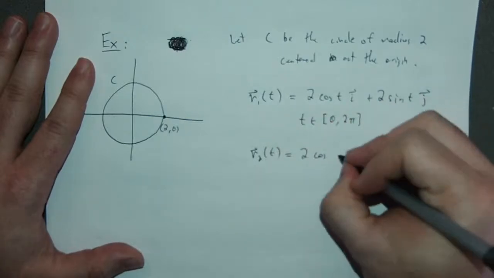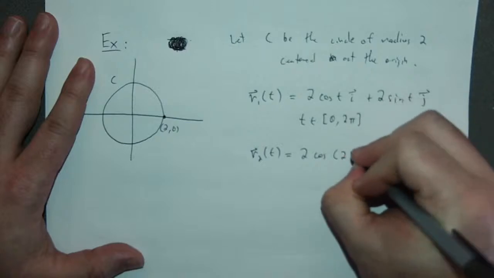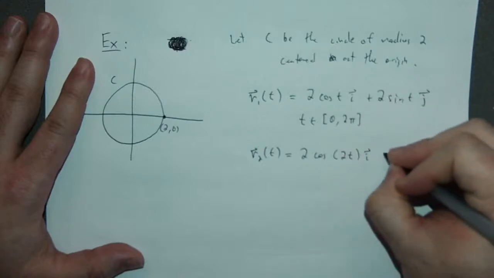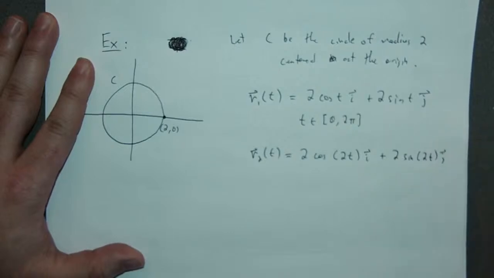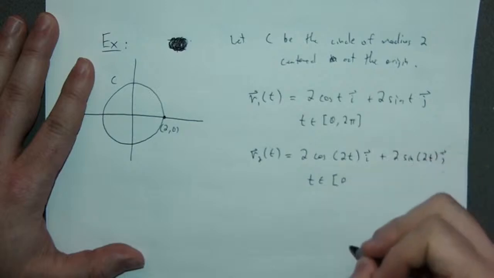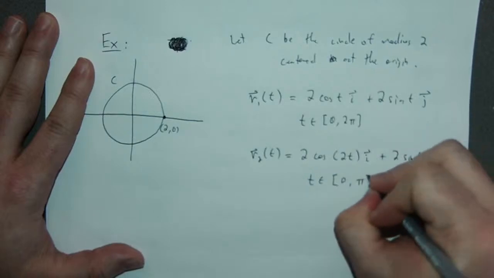Let's do 2 cosine of 2t i plus 2 sine of 2t j, and t lives from 0 to pi.